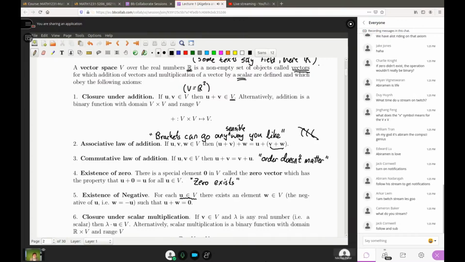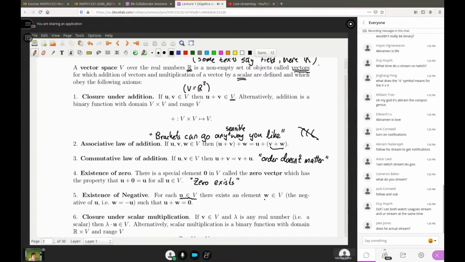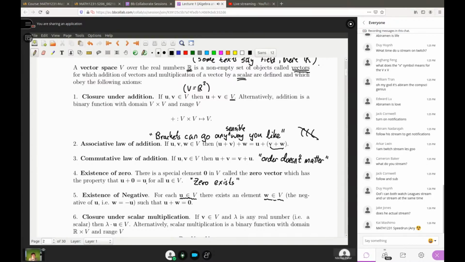Anyway, so this one here, existence of negative. Now when we are promised something conditionally, if you have a vector, and we'll call it u, then the axiom promises you another vector, w, which is called the negative, such that u plus w is equal to 0. So this is saying the existence of negative.